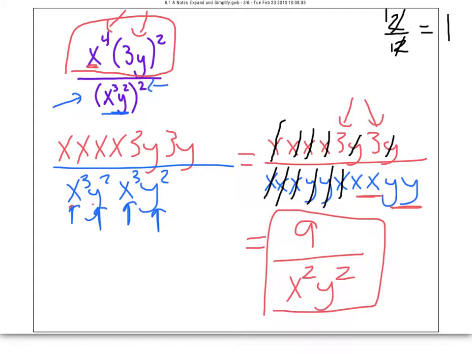Again, if I were typing this in Schoology, what I would type would be 9, the fraction bar is just the backslash, then x, caret 2, y, caret 2 to get the right answer.